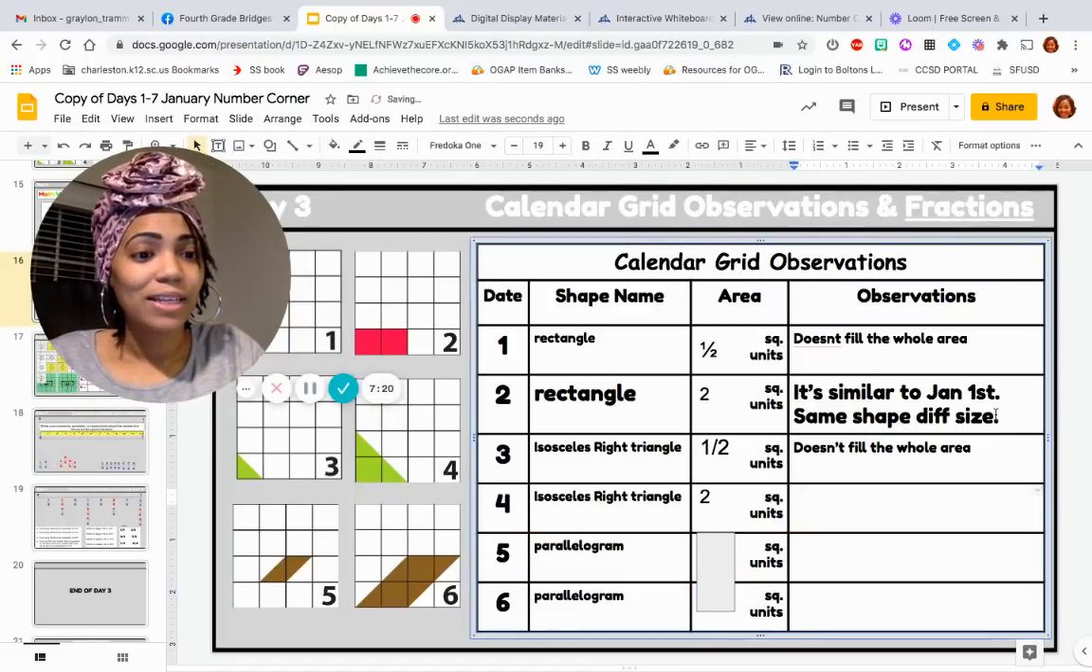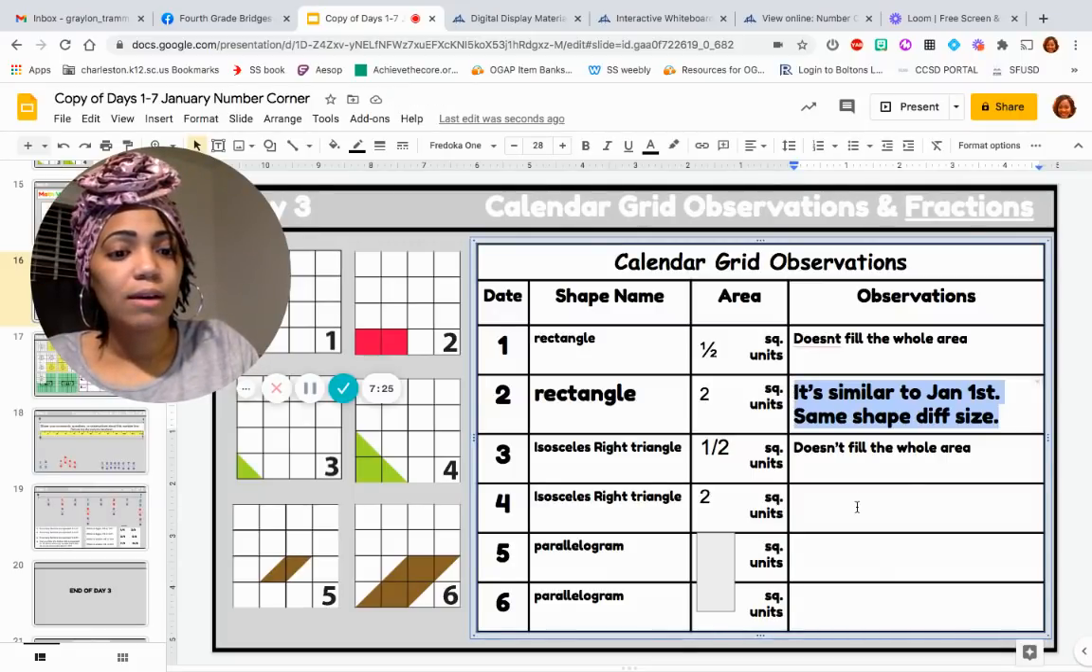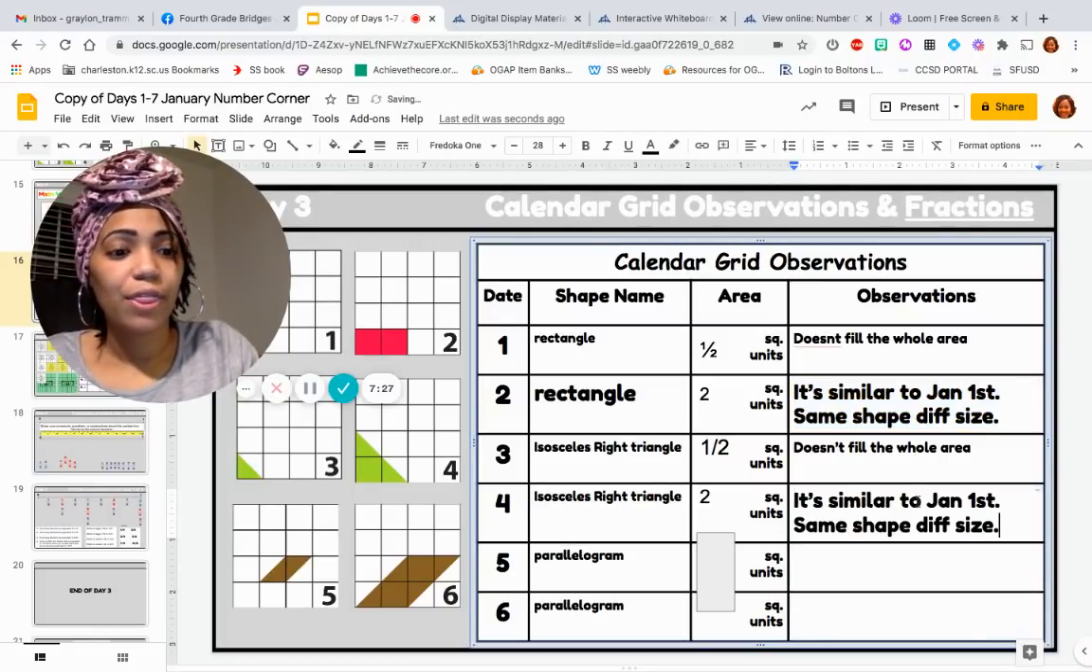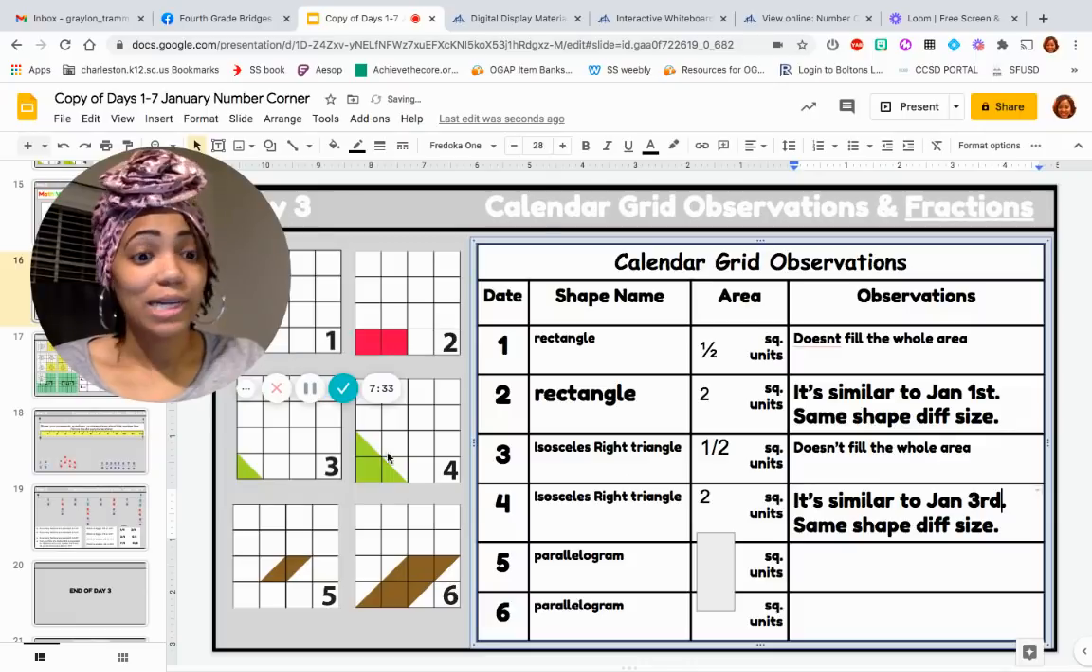And I can put, this time, it is similar to January 3rd. It's just bigger, okay?